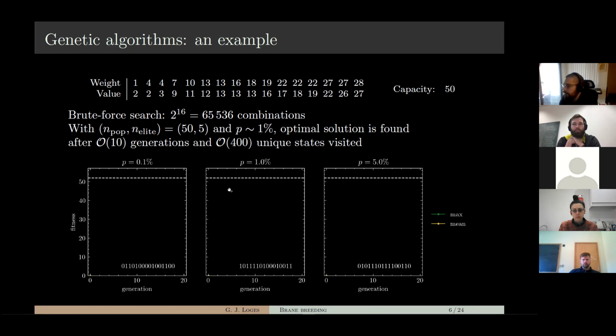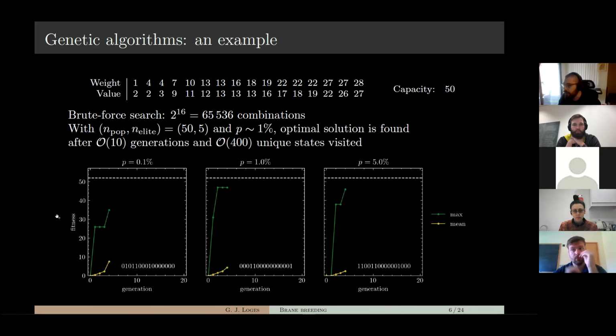For this example, I've just fixed a population of 50 individuals. 5 of them get copied over without any changes, and some different mutation rates, which can demonstrate some of the pitfalls in this algorithm. So we start with a random population. Almost all of them will be over capacity and will just all have fitness of 0. And we can see that some initial progress is made just in getting below the capacity, still a terrible fitness. The maximum possible is up here at the dotted line.